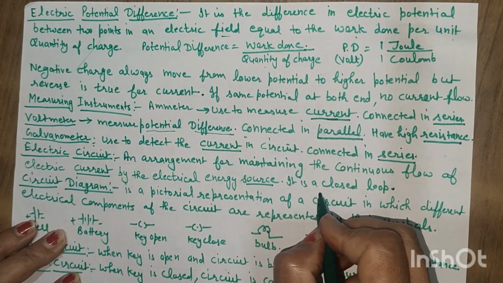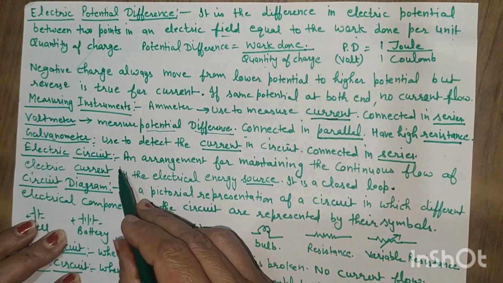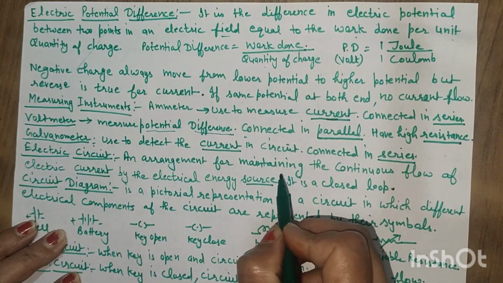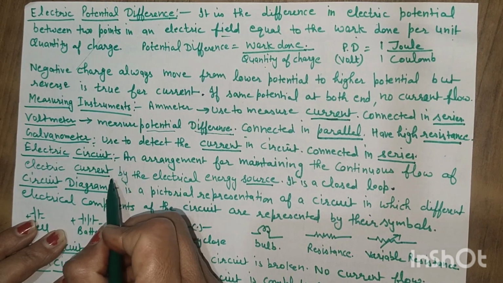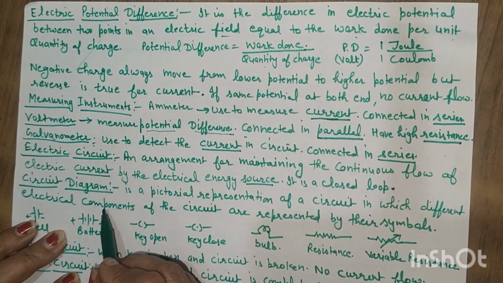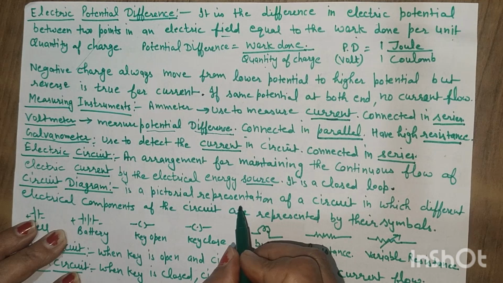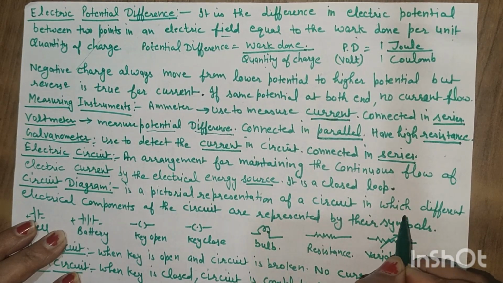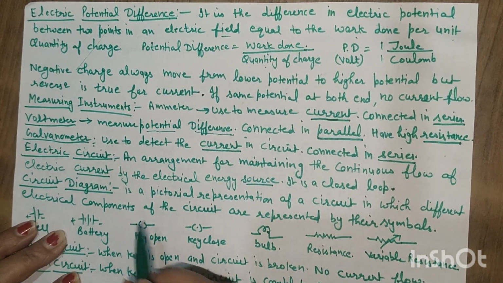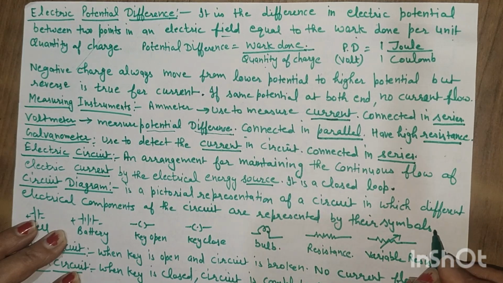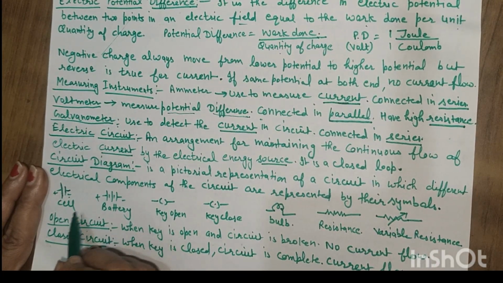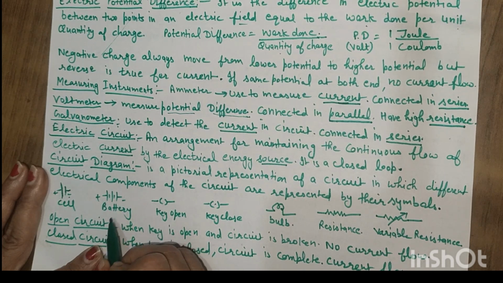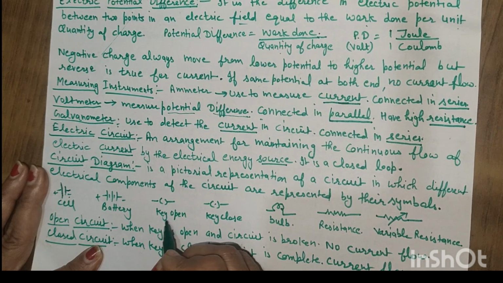It is the closed loop where current flows, and this circuit is the arrangement for maintaining the continuous flow of electric current. This is called a circuit. Circuit diagram: it is the pictorial representation of the circuit in which different electrical components are represented by their symbols. This is the symbol of the cell, and when two or more cells combine together, they form a battery. And this is the key open.